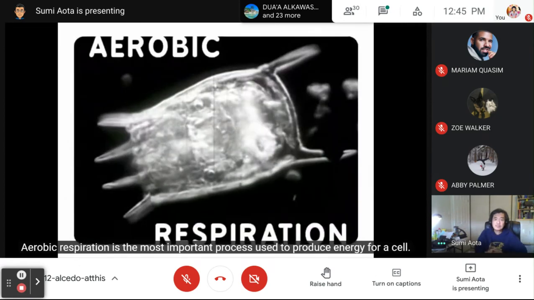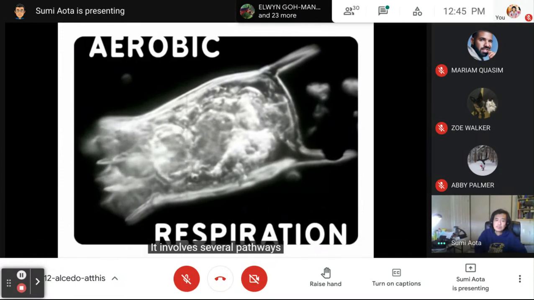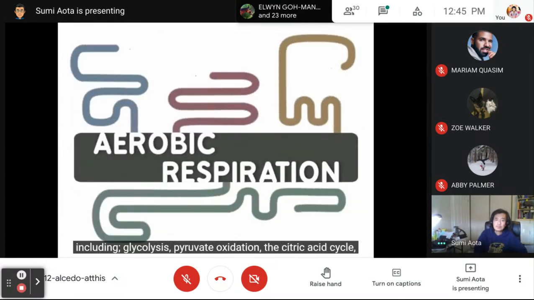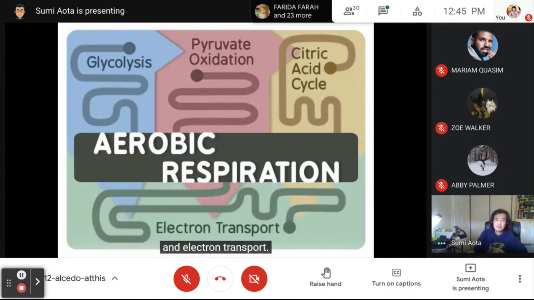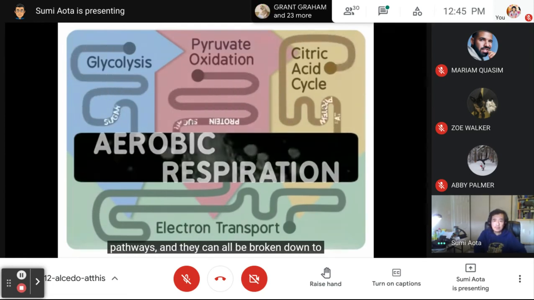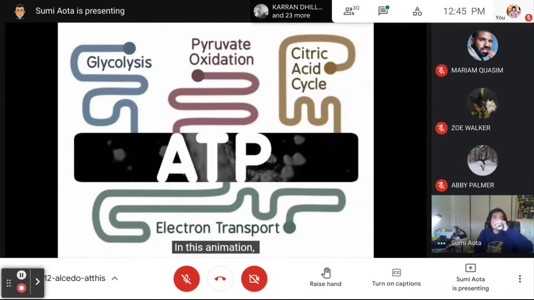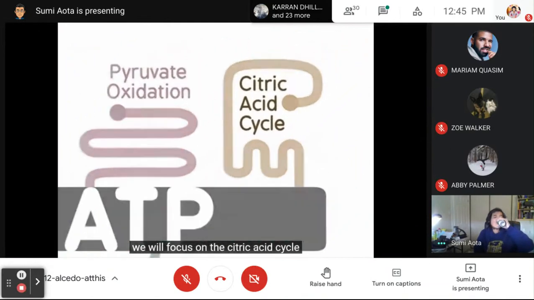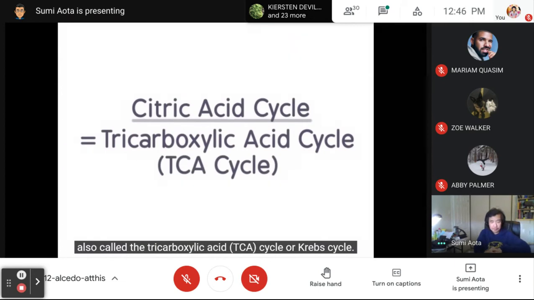Aerobic respiration is the most important process used to produce energy for a cell. It involves several pathways, including glycolysis, pyruvate oxidation, the citric acid cycle, and electron transport. Various sugars, fats, and proteins enter these pathways, and they can all be broken down to produce ATP energy for a cell. In this animation, we will focus on the citric acid cycle, also called the tricarboxylic acid, TCA cycle, or Krebs cycle.